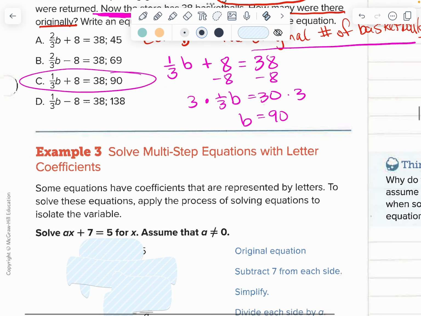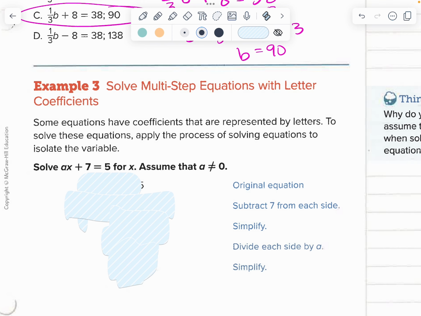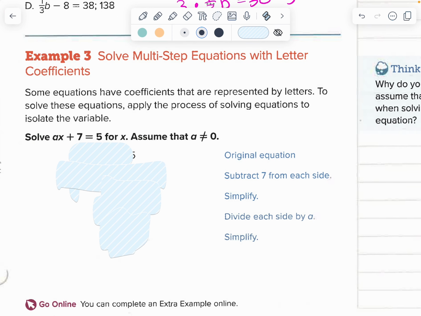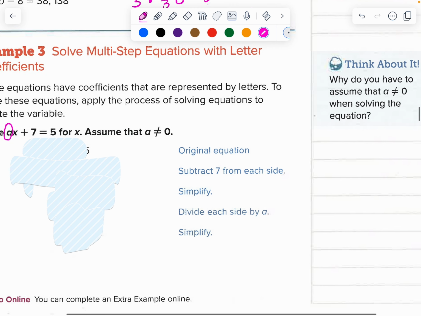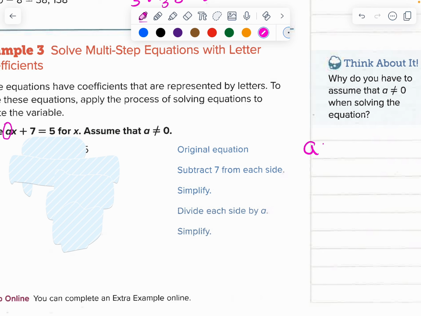Okay, so these are going to be a little bit different. When you look at these, it says some equations have coefficients that are represented by a letter. To solve these equations, apply the process of solving equations. So we're going to do the exact same thing. My original equation is ax plus 7 equals 5. Then we're going to subtract 7 from both sides, just like we did before. When I subtract 7, I'm going to get negative 2.